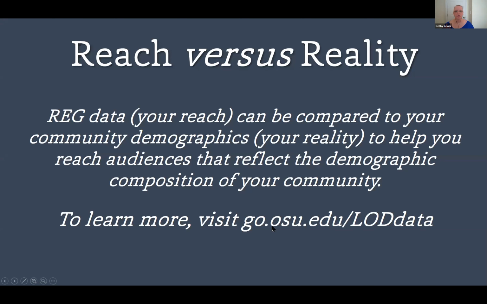I just wanted to talk a little bit about reach versus reality. So we're talking about parity and who we're actually reaching in our counties. That reg data that we collect, or your actual reach, you can compare that to your community demographics. And that's where you're going to discuss your reach versus reality. So what do the demographics in your county look like, and how many of those people and what types of people are you reaching with that?